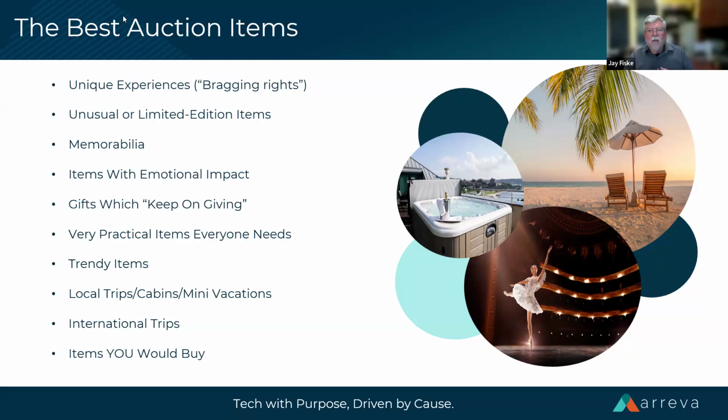Items with emotional impact, anything for kids, giant stuffed teddy bears, a rainy day game locker for grandma and grandpa to have at their house, filled with toys and games for the kids. So when the kids are visiting grandma and grandpa and it's raining outside, they can open up the trunk, and inside is filled with games. Believe me, the parents and grandparents will buy that item.